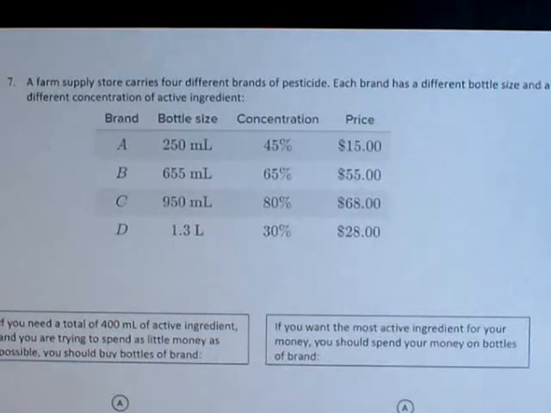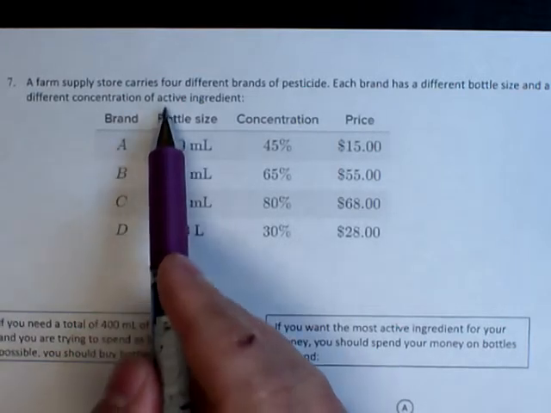Okay, so this question is asking us which thing we would buy based on some information. In this case it's a pesticide. We need a certain amount of active ingredient.